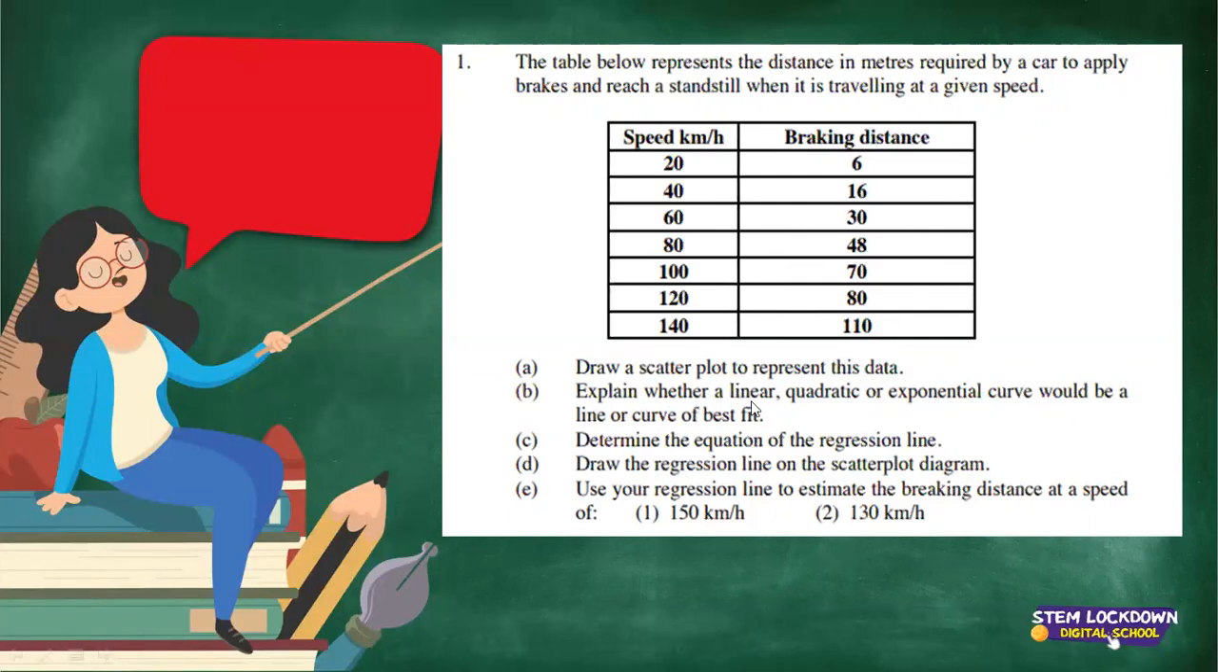You see that it's linear, and then determine the equation of the regression line. The calculator will determine that. We find the value of A, we find the value of B, and then we get the equation of our regression. Then use your regression line to estimate the braking distance at the speeds of 150 and 130. We can always substitute into our equation and find our answer.